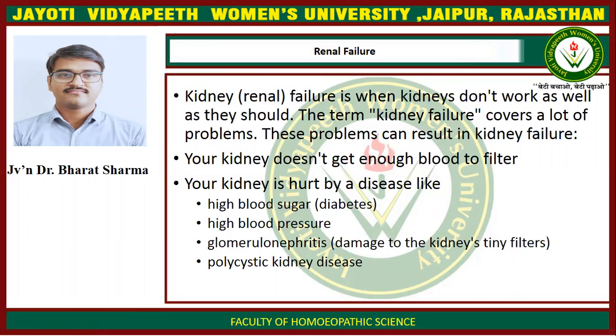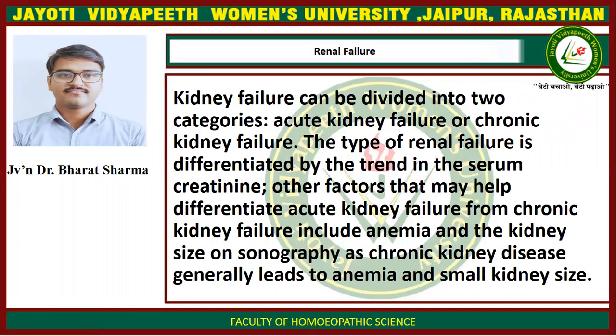Your kidney does not get enough blood through the filter. Your kidney is hurt by a disease like high blood sugar, high blood pressure, glomerulonephritis, and polycystic kidney diseases. Kidney failure can be divided into two categories: acute kidney failure or chronic kidney failure. The type of renal failure is differentiated by the trend in the serum creatinine.